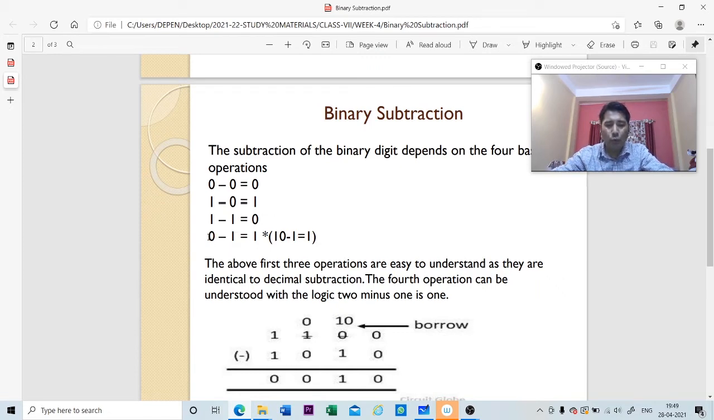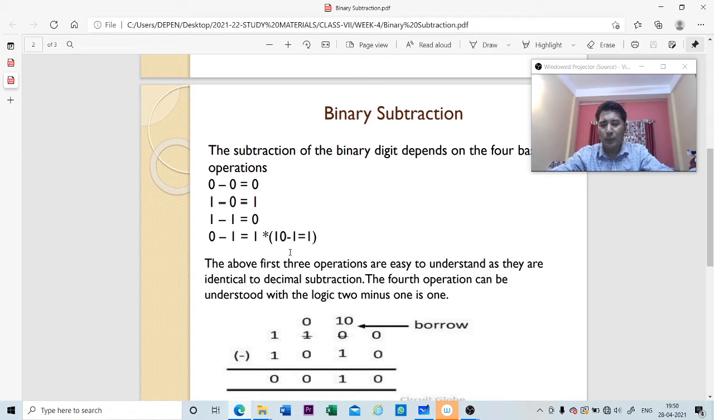But if you go to the fourth one, that is 0 minus 1 is equal to 1. So we can also consider this as 10 minus 1 is equal to 1. How? As we all know, we cannot subtract 1 from 0. So basically what we do with the decimal number is that we borrow from the next highest number. Once we borrow, this 0 becomes 10. So 10 minus 1 is equal to 1. So this is the rule, that is 0 minus 1 is equal to 1, or what we can also say, 10 minus 1 is equal to 1 with the borrow of 1.